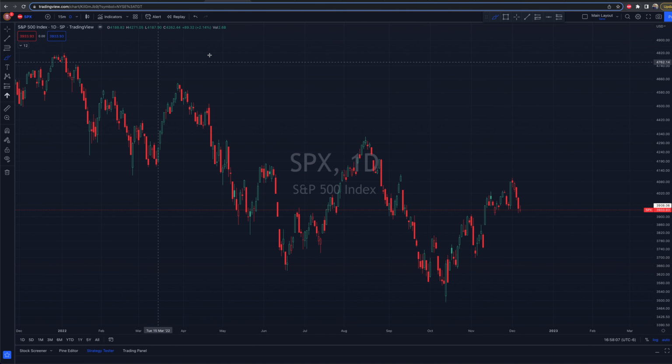So let's give a quick overview into the inside bar strategy. Then we'll dive into examples of how it has played out on the S&P and how we can utilize this indicator in the future. Really, no matter what stock you want to trade, it's a great, reliable strategy that you can fall back upon.